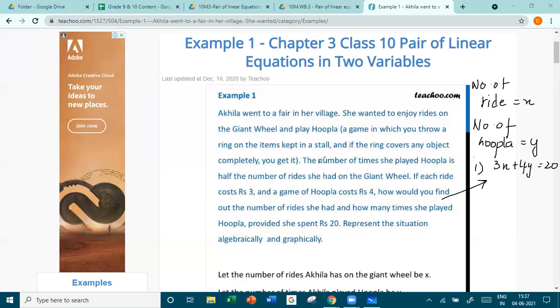And for this sentence, let me mark it in green. For this sentence, we have hoopla as y, right? So y is equal to half the number of rides, x by 2, right? And rearranging, most of you rearranged it like this and told me, right? This is also correct. Yes, correct, Sarah. So now you just need to plot these two lines on the graph, and however it turns out.